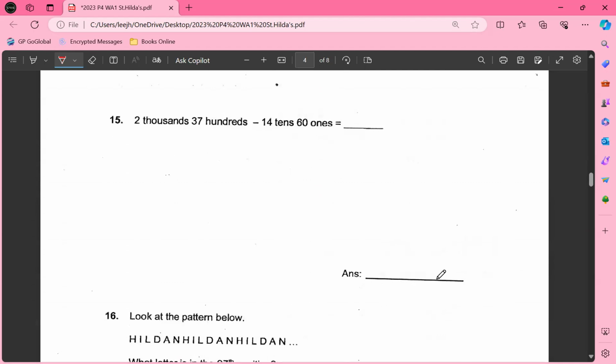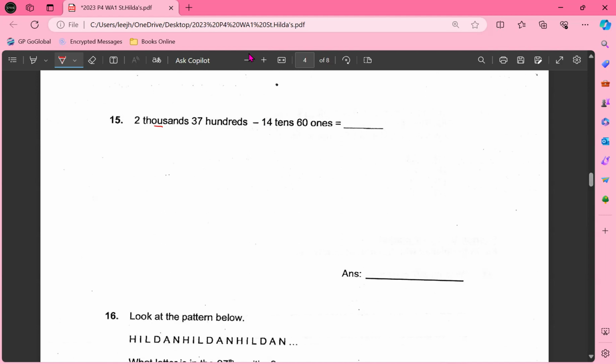Question 15. 2,3700 minus 14 tenths 60 ones. So I don't want you guys to write 237 minus 1460. It's not. Because when you look at this, the 2 is 2,000. It's not just a 2. So I need you to convert. A lot of students always have this issue whereby they don't convert the numbers. So you have to convert them into a number, okay?